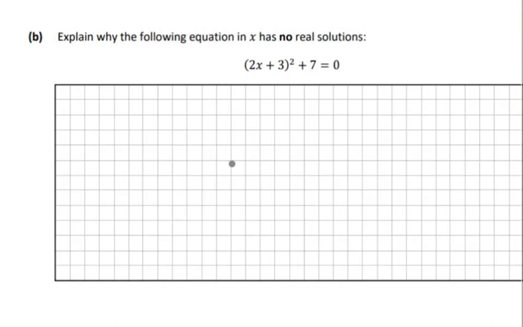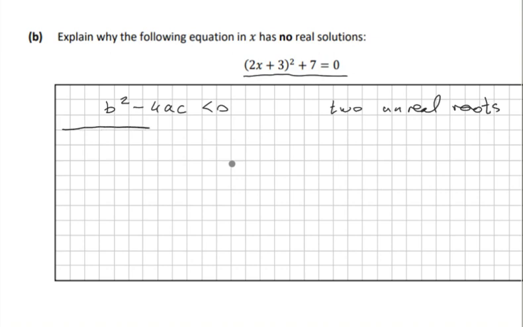Explain why the following equation in x has no real solutions. So the condition for no real solutions would be b squared minus 4ac is less than 0, and that condition applies to two unreal roots. So there's two ways of solving this. The first way, let's look at the numbers.